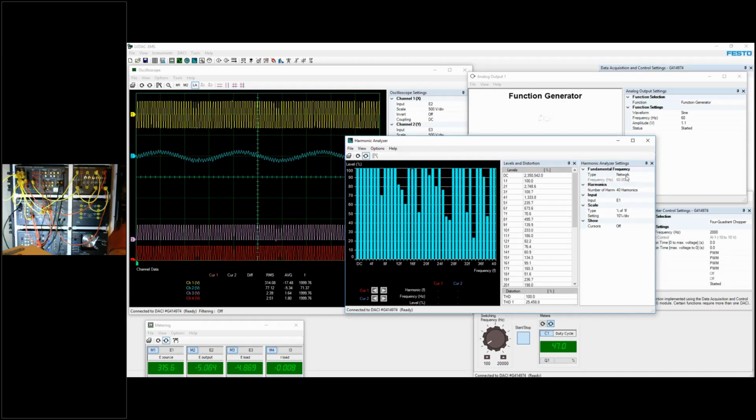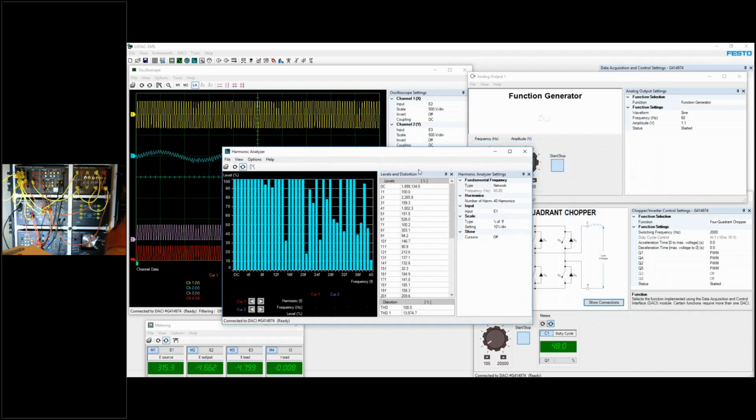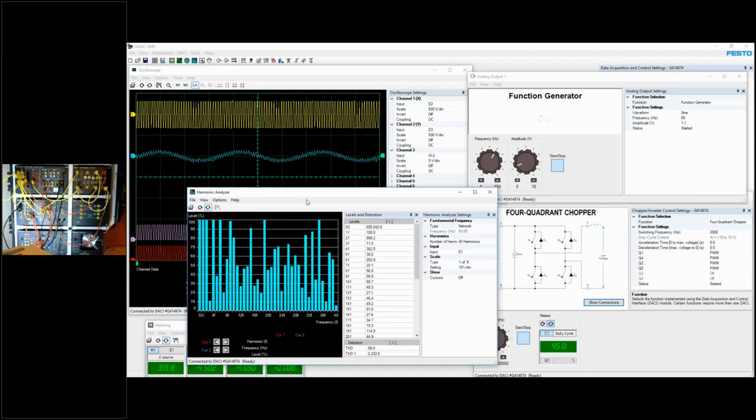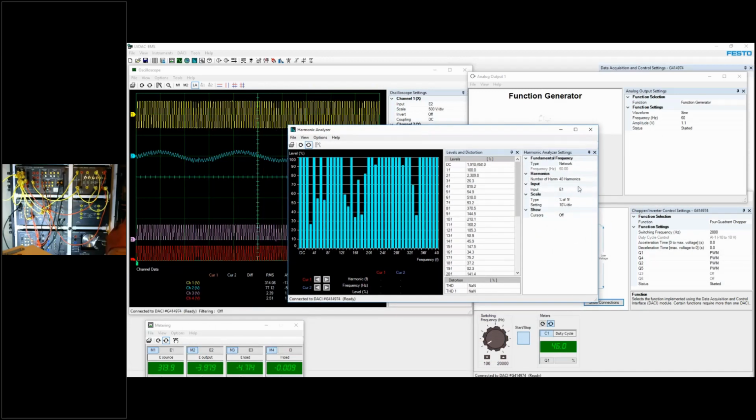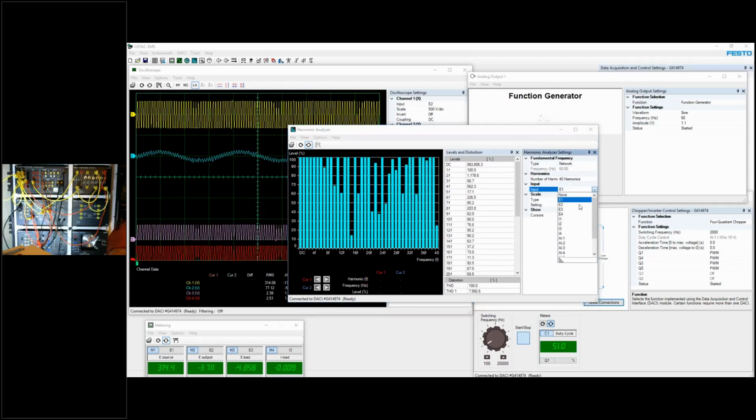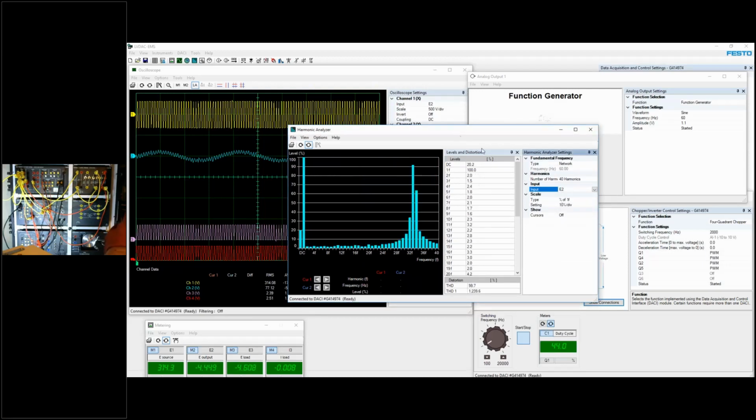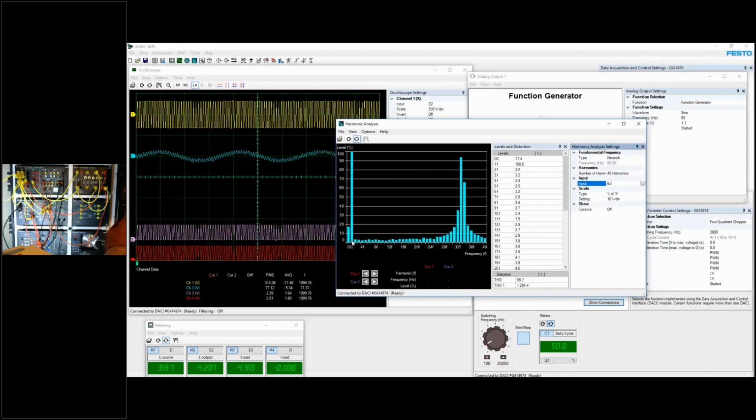Here, on my harmonic analyzer, I can set the frequency of the fundamental, which is 60 Hertz in my case, because I'm producing 60 Hertz here. And I can control the number of harmonics I want to observe, which signal I want to observe, so E2 in this case, and how I want to display the harmonics. So you can see from here that I have my DC component at 0 Hertz, and then I have a high peak around the 33rd, 34th harmonics.